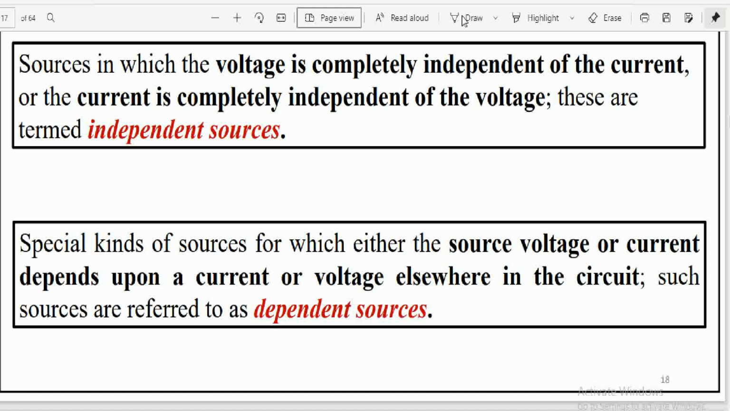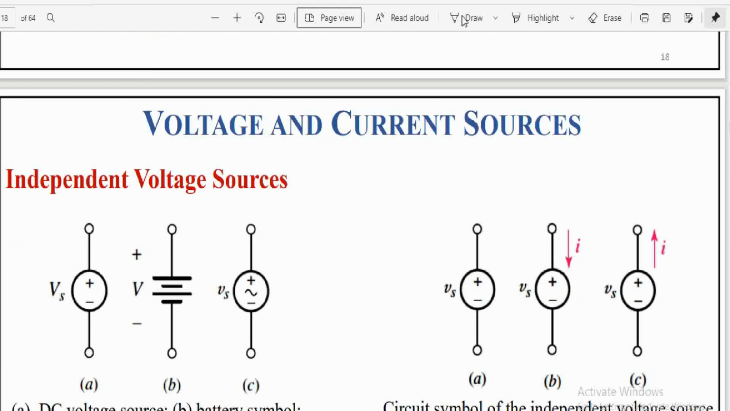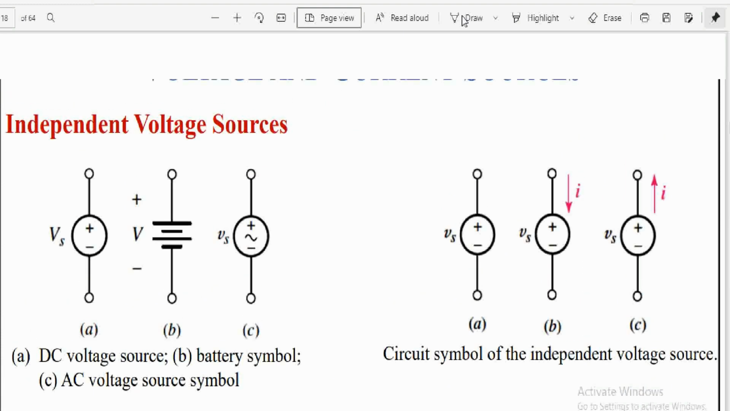For a current source, if its value depends on a current, then it is called a current controlled current source. For a voltage source, if its value depends on a current, then it is called a current controlled voltage source. The current is controlling.